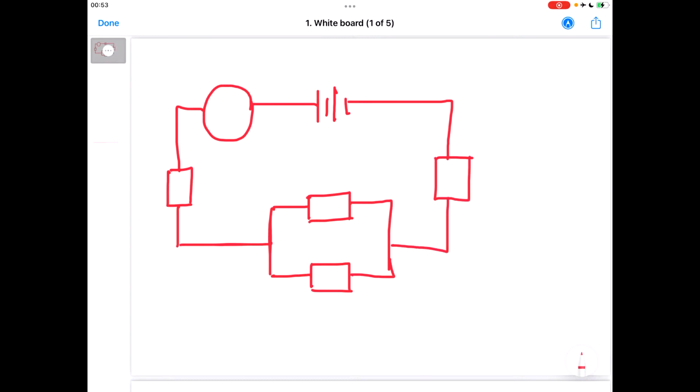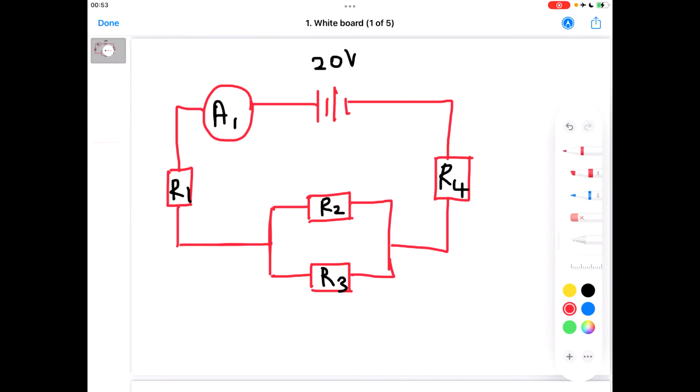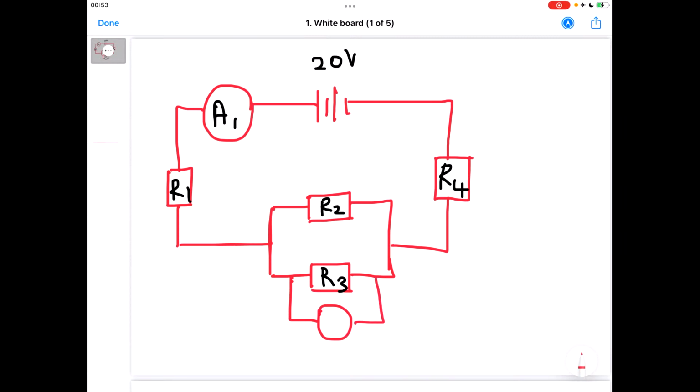Let me say there we are having 20 volts, and then maybe we are having an ammeter, ammeter 1, and then we are having R1. Let's say this is R2, this is R3, this is R4, and again let me connect something also there, and then that one is obviously going to be the voltmeter, V1.